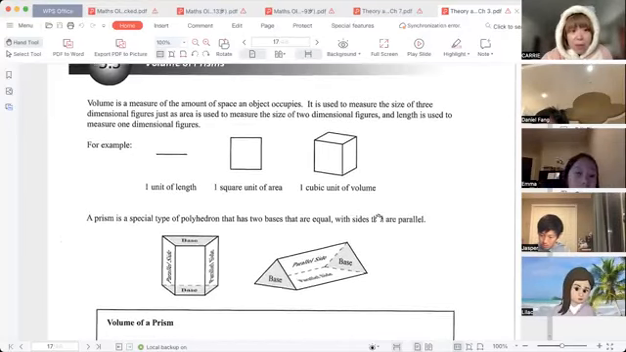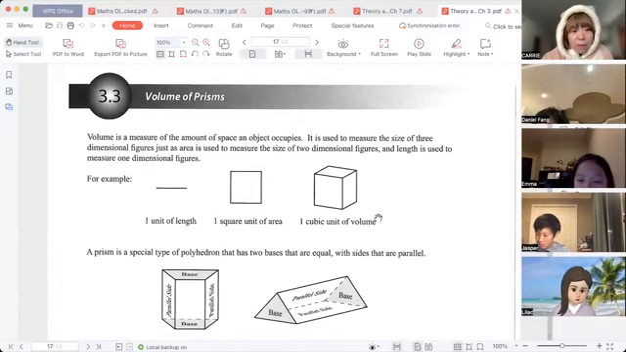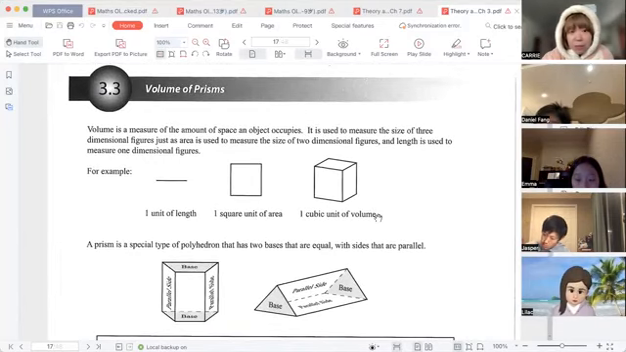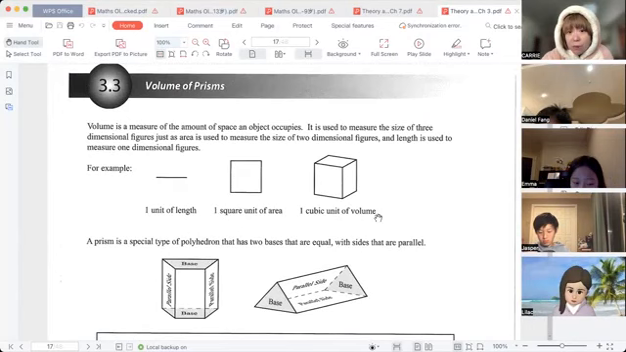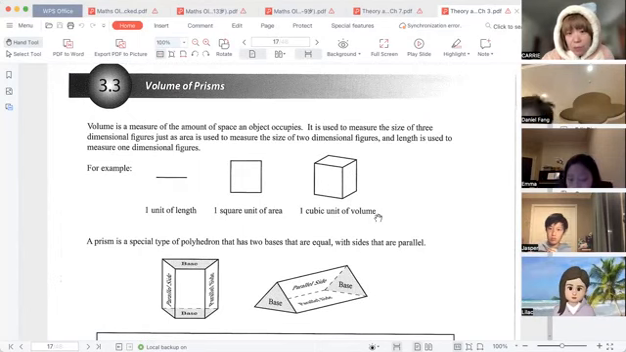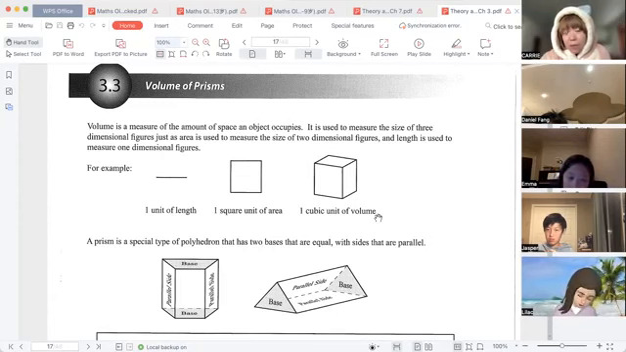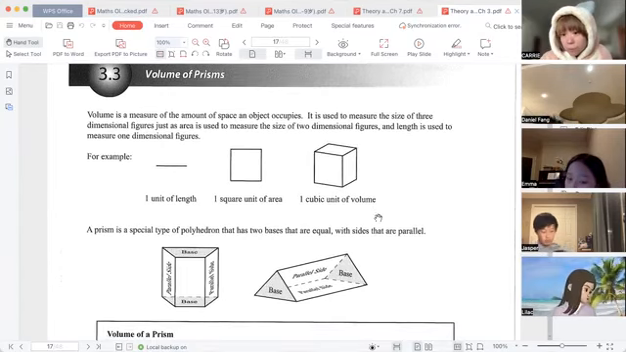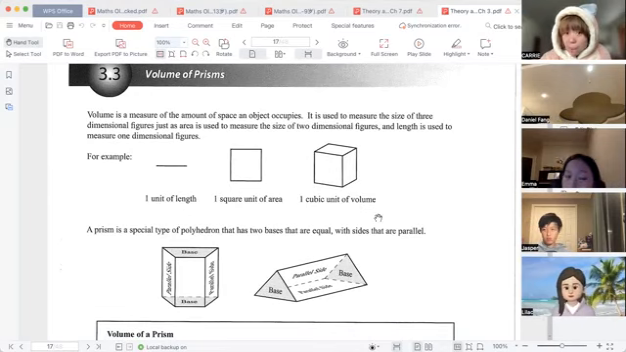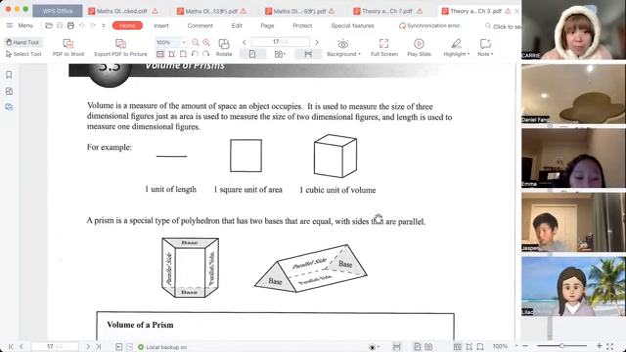Let's take a look at this one. Volume is a measure of the amount of space an object occupies. It is used to measure the size of three-dimensional figures, just as area is used to measure the size of two-dimensional figures, and length is used to measure one-dimensional figures. For example, 1 unit of length, 1 square unit of area, and 1 cube unit of volume. Understood?